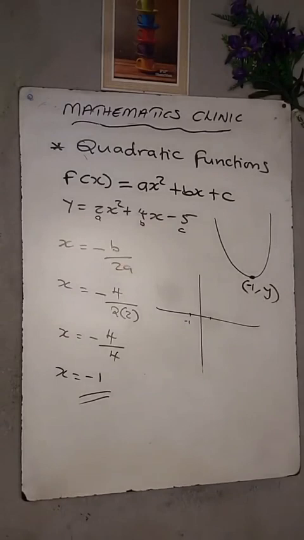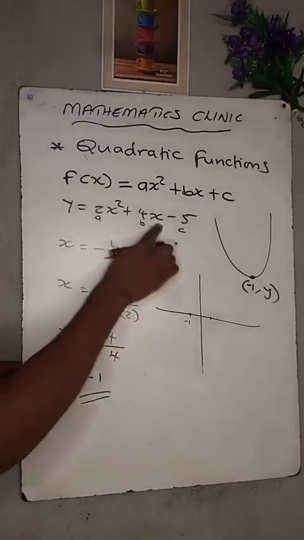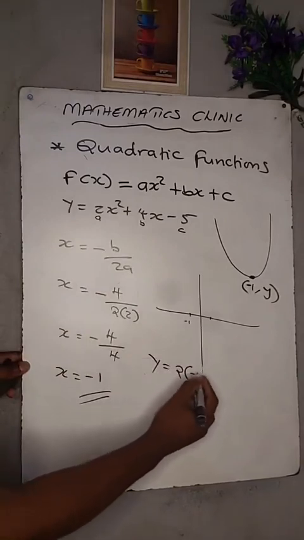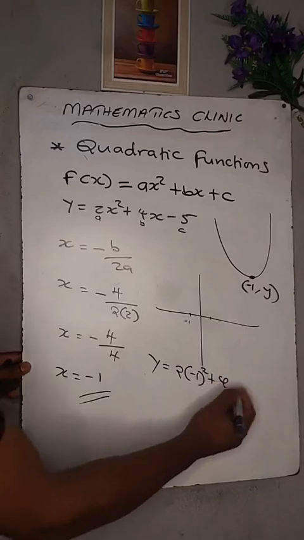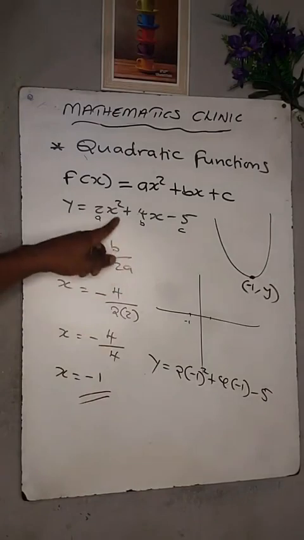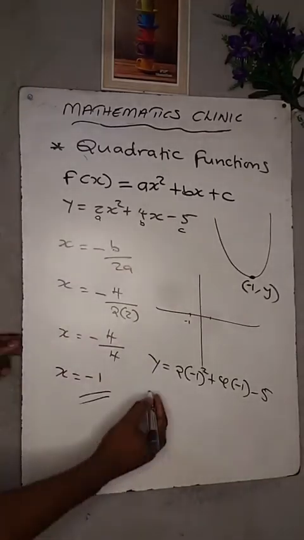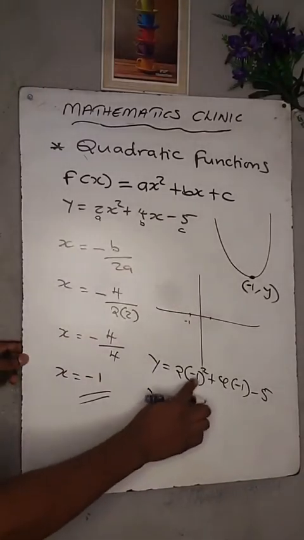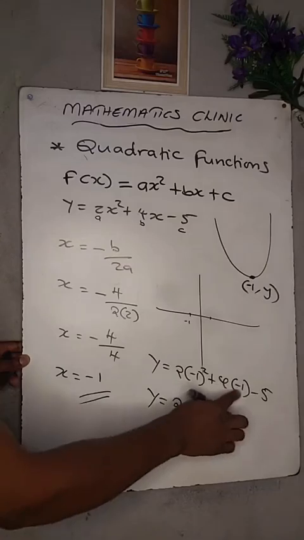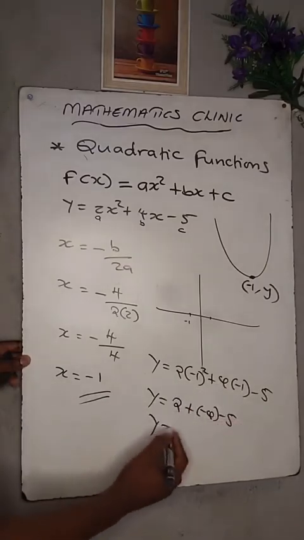How do you replace? Since you know the value of x, you replace the values of x. So it will be y is equal to 2 open bracket negative 1 squared, plus 4 open bracket negative 1, minus 5. Since we know x is negative 1, we replace on this so that we find the y. So y is equal to negative 1 squared is 1. So 2 times 1 is 2. Plus 4 times negative 1 is negative 4. Minus 5.